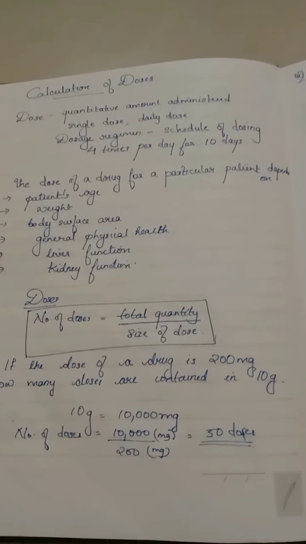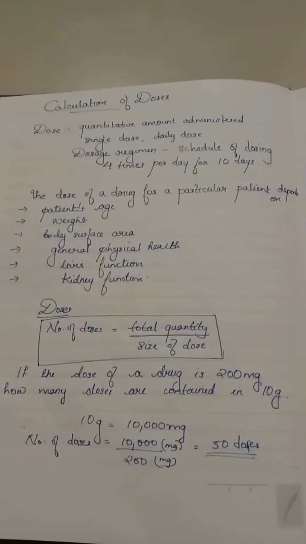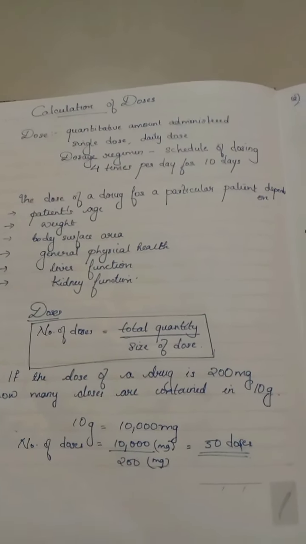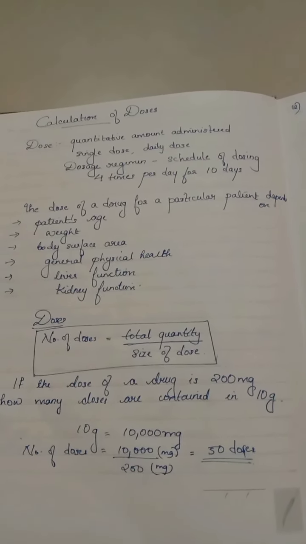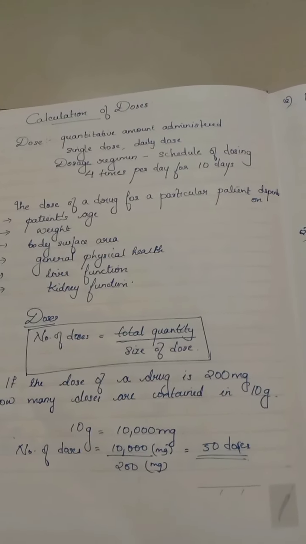And what is a dosage regimen? That term is very important. Dosage regimen means the scheduling of dosing, for example 4 times per day for 10 days. This kind of thing we call a dosage regimen.